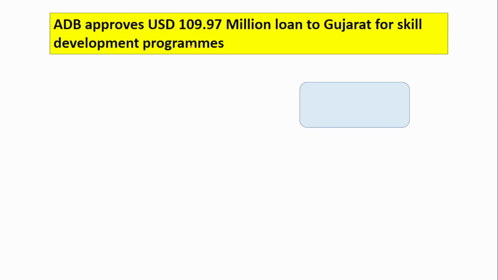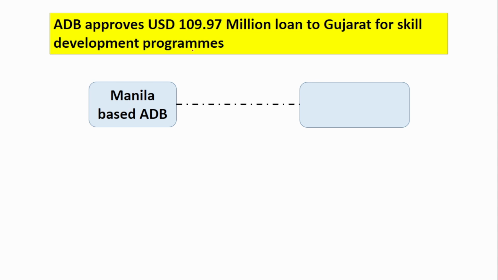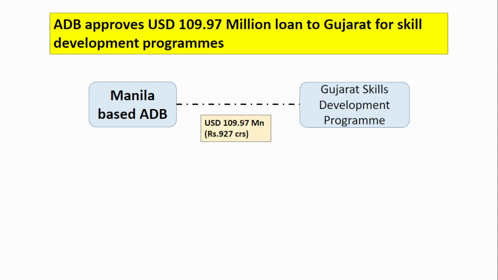The next news is about a loan that has been approved by the Asian Development Bank. So, Manila-based Asian Development Bank has approved a loan amount of $109 million. Okay, if you convert that into rupees, it is around 927 crores to Gujarat. And where will that money be put into use? It will be put into use in the Gujarat Skills Development Program. Okay, this is where the money will be put into use.